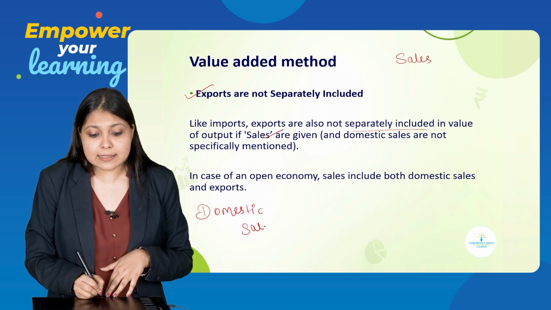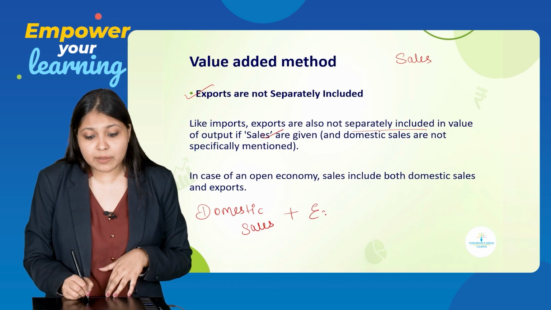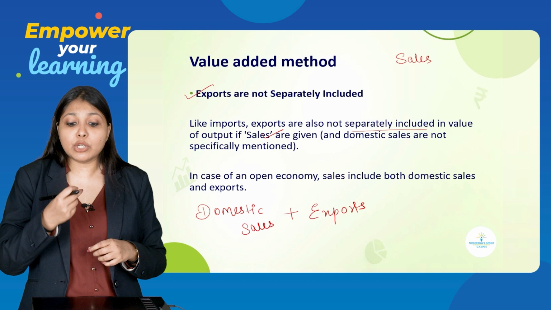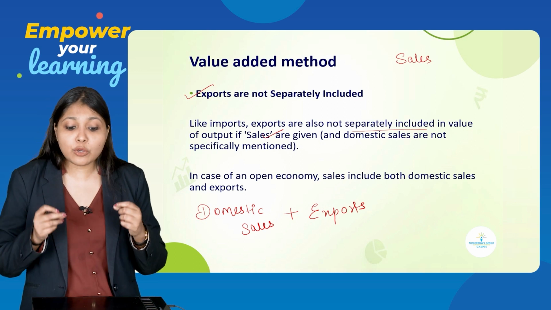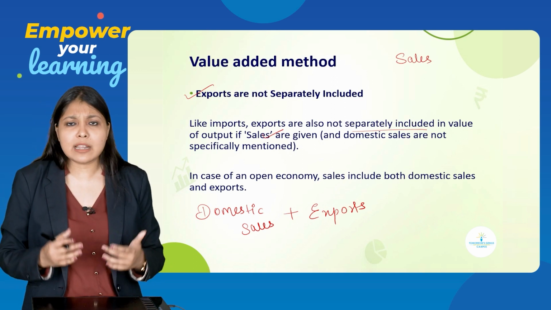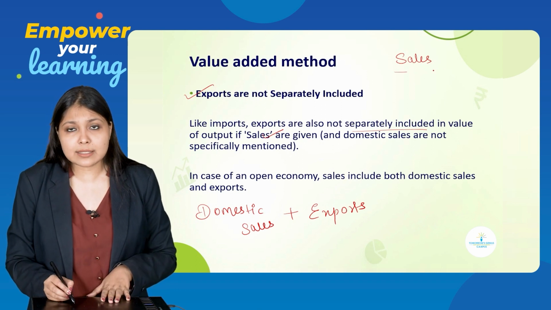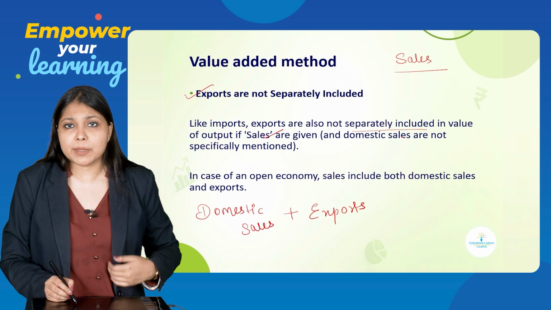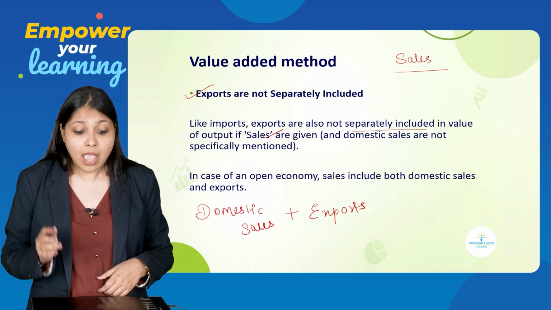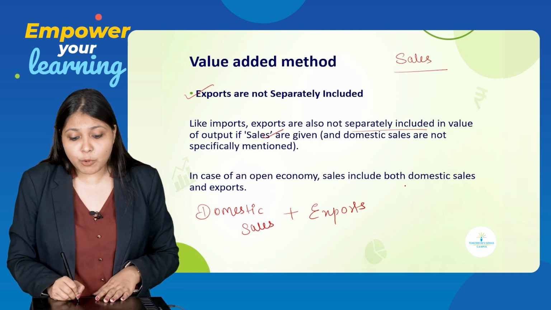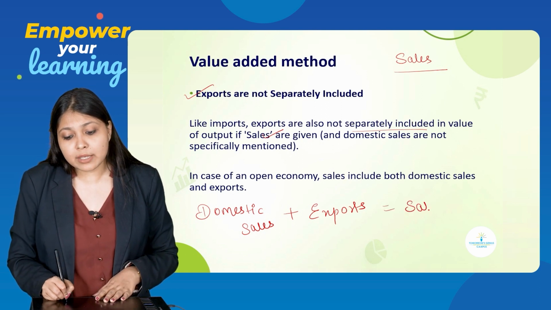If domestic sales is given, then in that case, you will have to add exports. If they are not given, if they are giving you directly just the sales, then you don't have to look at domestic sales or exports or anything. But if domestic sales is given, then you will have to add exports to get the value of sales.